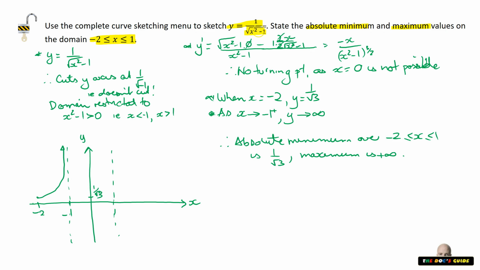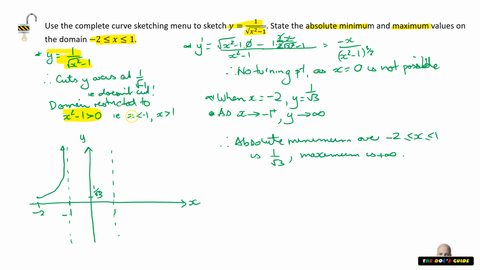If we look at our function here, in our curve sketching menu, we looked at things like having an idea of the domain. So if we look at the function we're sketching, we can see that we are not allowed to have x values which are going to make x squared minus 1 less than 0. In other words, the domain is restricted to where x squared minus 1 is greater than 0. It can't be greater than or equal to 0 because we're not allowed to have 0 on the bottom, so it's got to be greater than 0.